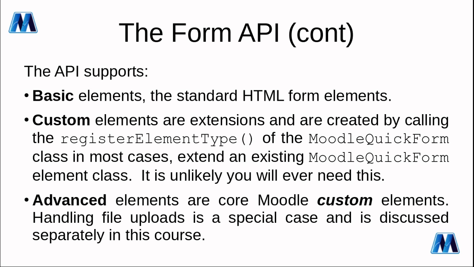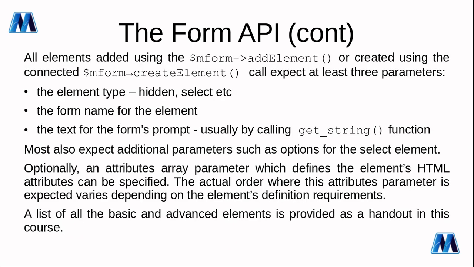Okay, so if you create a custom element, you're normally extending one of the other elements, whether it's basic or the advanced elements. The advanced elements are core Moodle custom elements. So basically the core custom elements are known as advanced elements, and the custom elements are ones that you would have defined yourself. And handling of file uploads is a special case and will be discussed separately in this course. Okay, so all elements are added using the addElement method or created using the createElement method, right? And all calls expect at least 3 parameters.